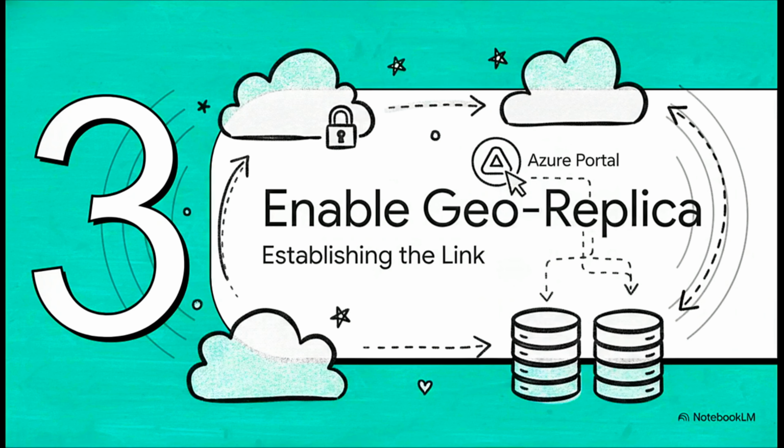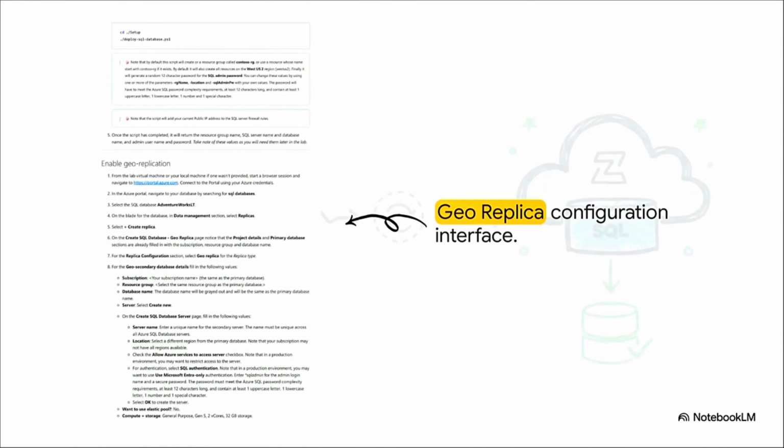All right, Section 3, enabling the Geo-Replica. Once you're in the Azure portal, you'll navigate to your primary database, look under the Data Management section, and just hit Replicas. Azure actually makes this configuration incredibly seamless. Your primary database details are already locked in there, so your only job is to provision the secondary server. You'll do that by giving it a globally unique name, selecting a completely different geographic region, and then using SQL Authentication. Make sure you punch in that secure admin login you copied down just a minute ago.